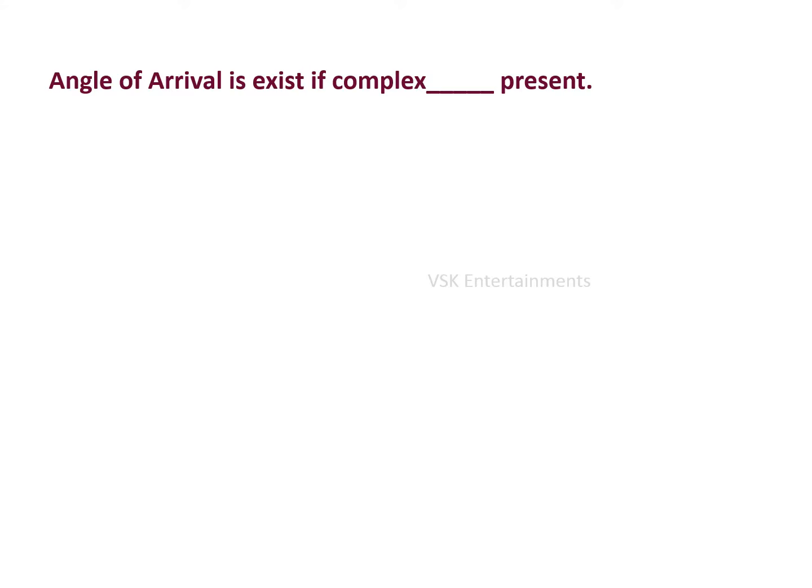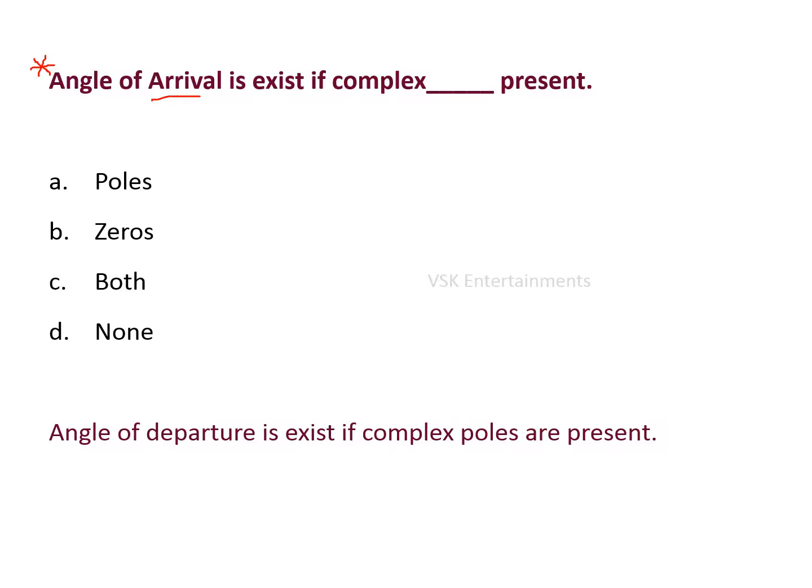Coming to next one, the angle of arrival exists if complex dash are present. Options are poles, zeros, both poles and zeros, and none of the above. This is one of the concepts in the root locus technique, that is angle of arrival as well as angle of departure. Here angle of departure exists if complex poles are present.